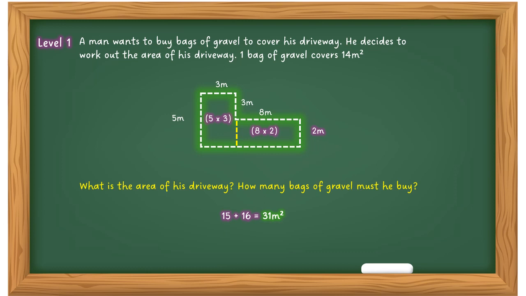So how many bags of gravel do you need? Well, you just simply take that 31 and you divide it by 14 meters. So 31 divided by 14 is 2.2 bags. Now, this type of question you have to think logically. You cannot buy 0.2 of a bag. So in this case, you would need to buy 3 bags, because if you only buy 2 bags, you'll be short by 0.2. So 3 bags are needed. And if you got 3 bags in your answer, brilliant, well done.